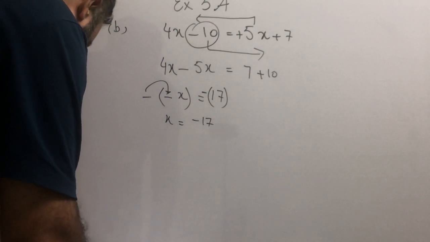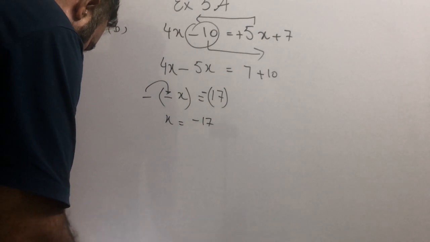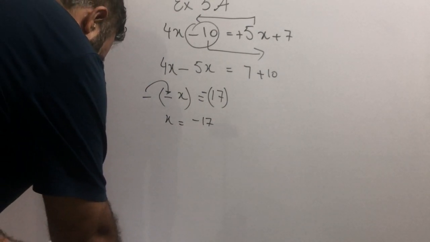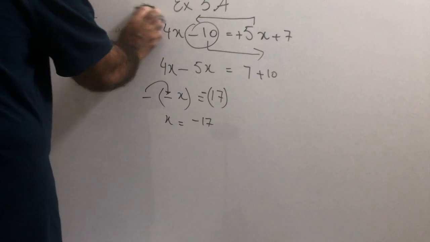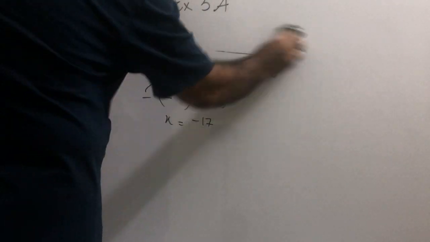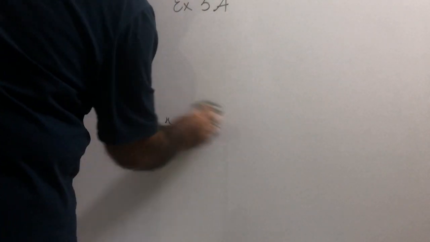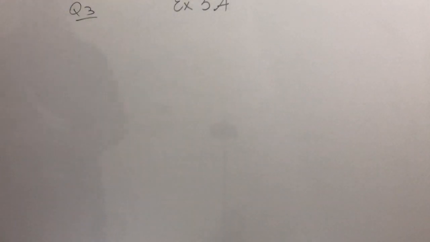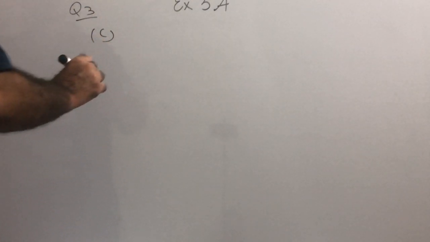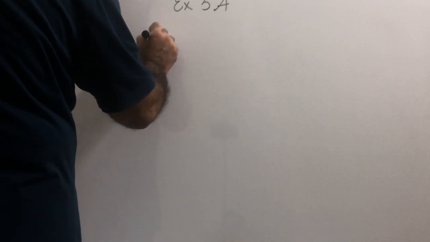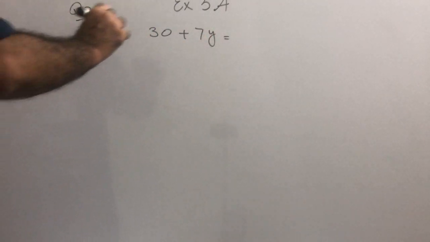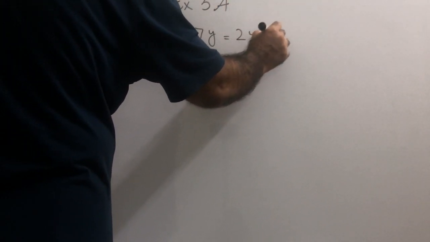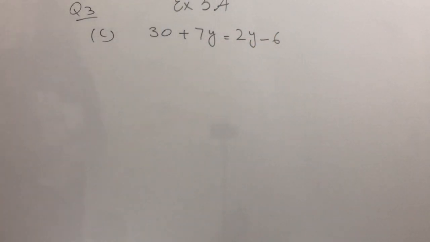Question number 3, exercise 5a, part B, minus 17. So it was simple and similar to part A that we did before. There is no difference. Now I will be doing part C, which says 30 plus 7y is equal to 2y minus 6. Now we need to find out the value of y.